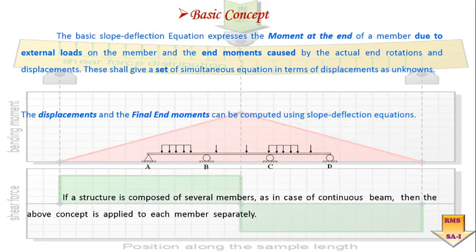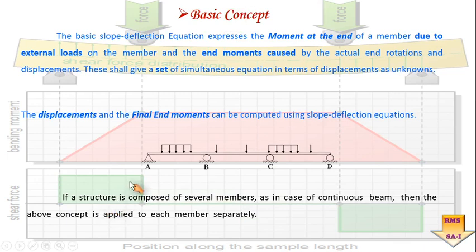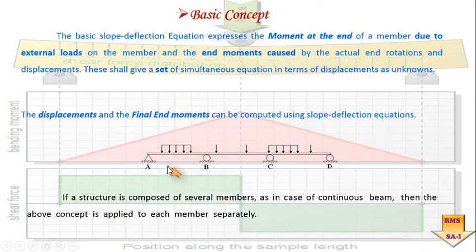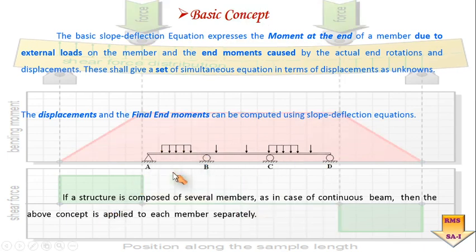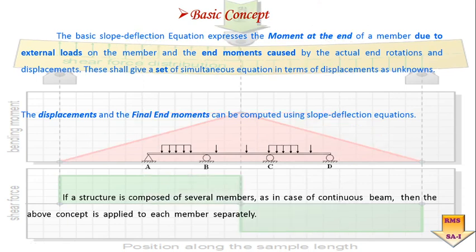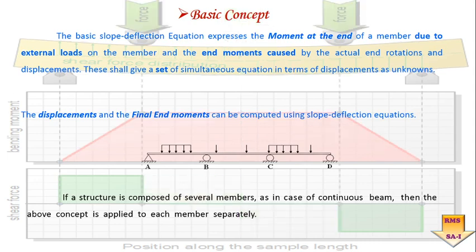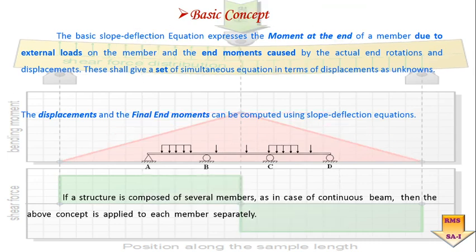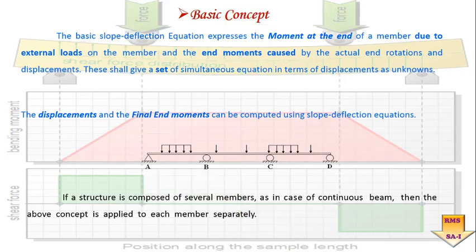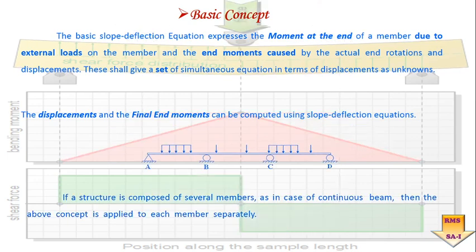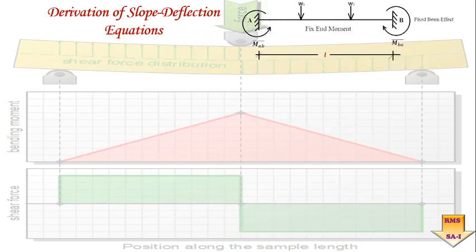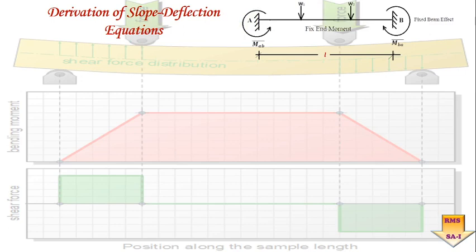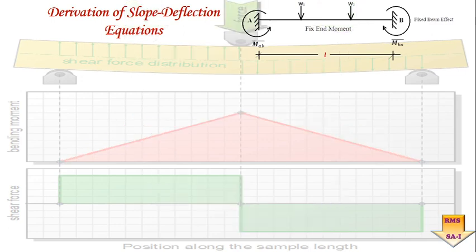So in a continuous beam, always remember we have to detach the spans, consider them individually, and apply the governing equation of slope deflection. This is the basic concept. I hope you all are getting what the slope deflection method is. Now, moving ahead, let us understand the backbone of this: what is the derivation or the governing equation of the slope deflection method?